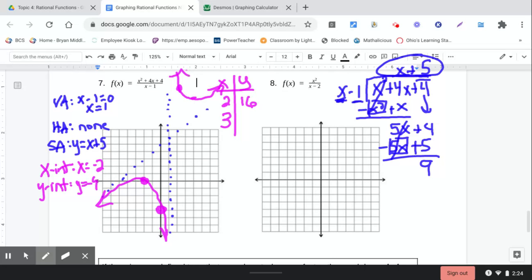Okay. In the next video, I'll show you how to graph the other one. I need to erase and make some space for it.